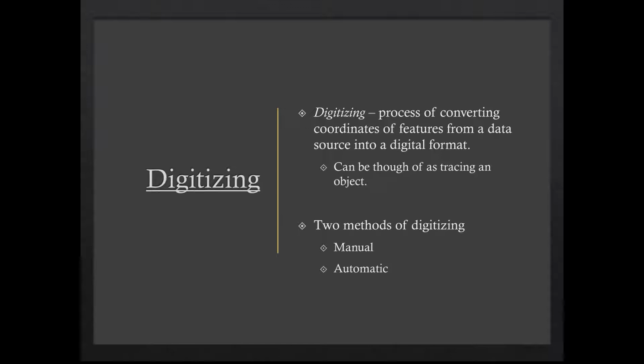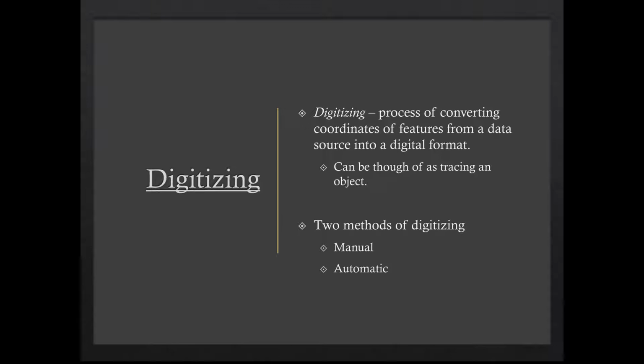Digitizing is the process of converting coordinates of features from a data source, such as a paper map, into digital format. Digitizing can be thought of as tracing an object. The general idea is that we will use an input data source, such as an aerial photograph rectified to the Earth-based coordinates, and then use an input device to trace and record the features from the map as a vector feature. There are two methods of digitizing: manual digitizing and automatic digitizing.